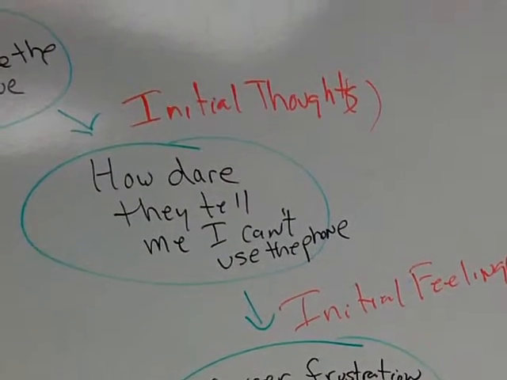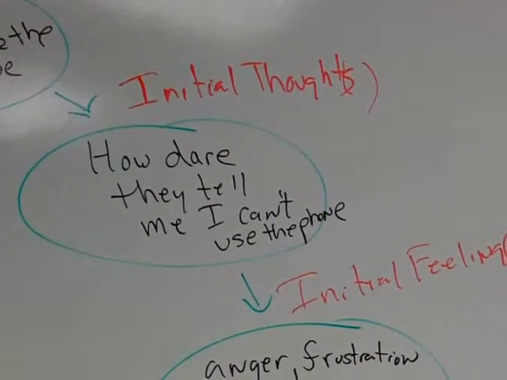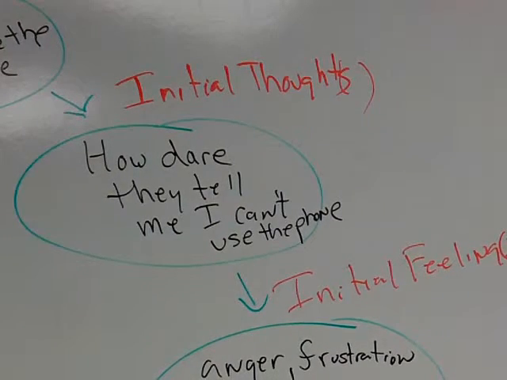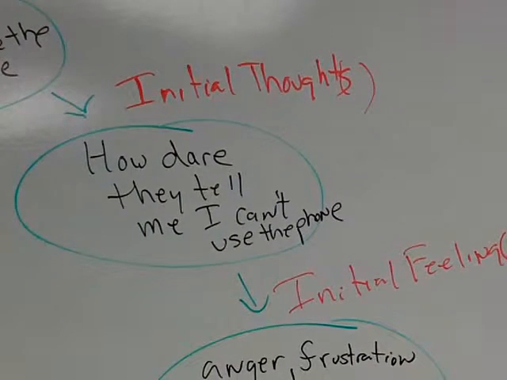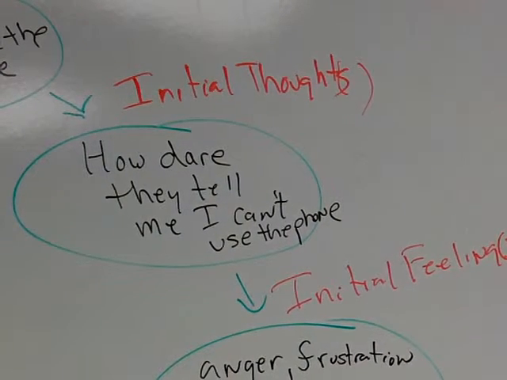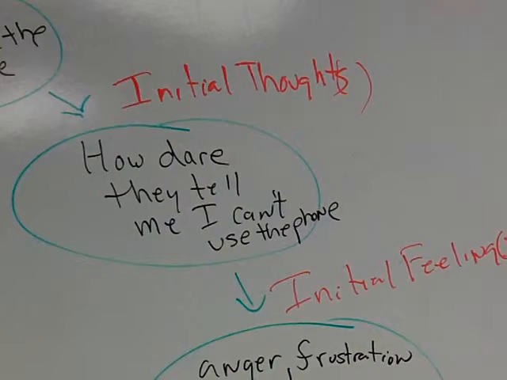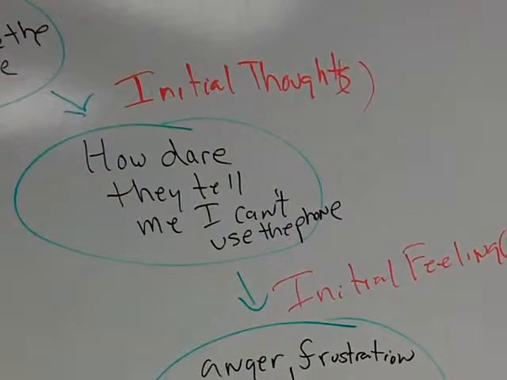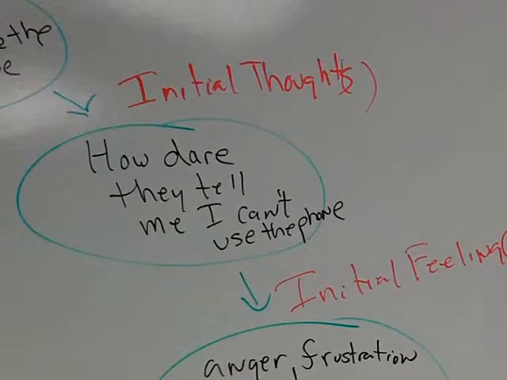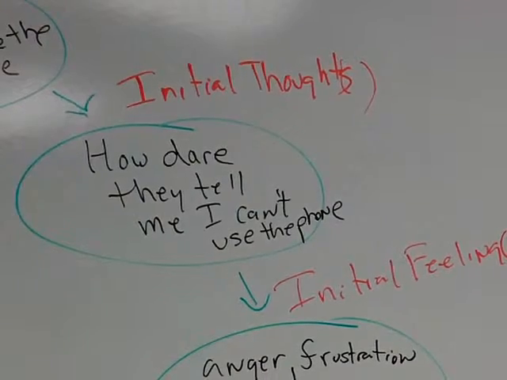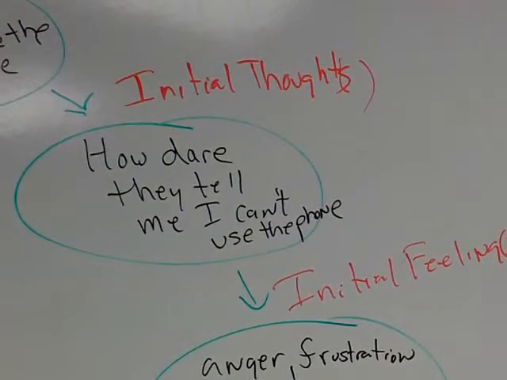So the very next step that we have here is the initial thoughts. Usually in the addiction offender cycle, we'll just put one thought in here, because when we move on to turning these into thinking reports, we can expound on that. So this is kind of the very first automatic thought that comes to a person's mind. And in this case, the client thought, how dare they tell me I can't use the phone? So that was their very first initial thought.